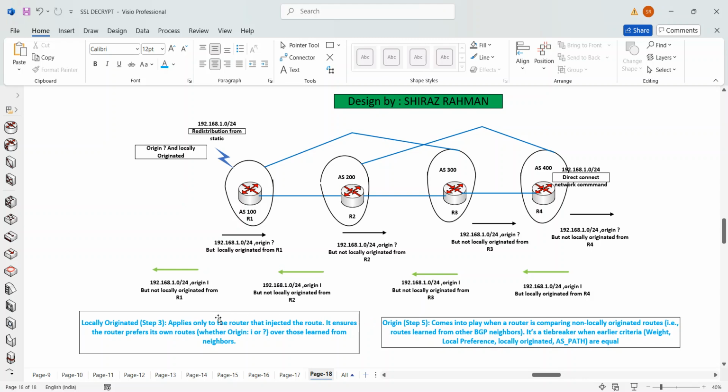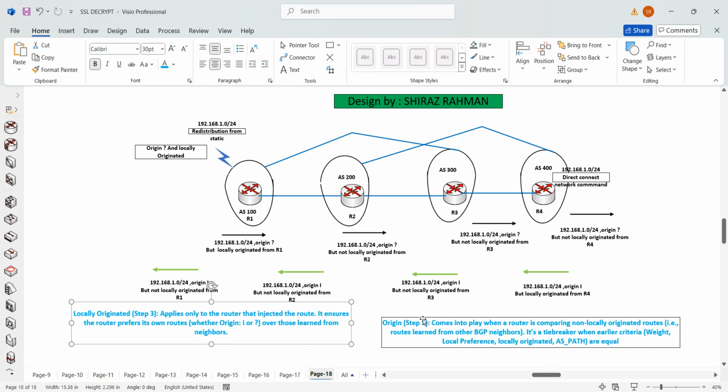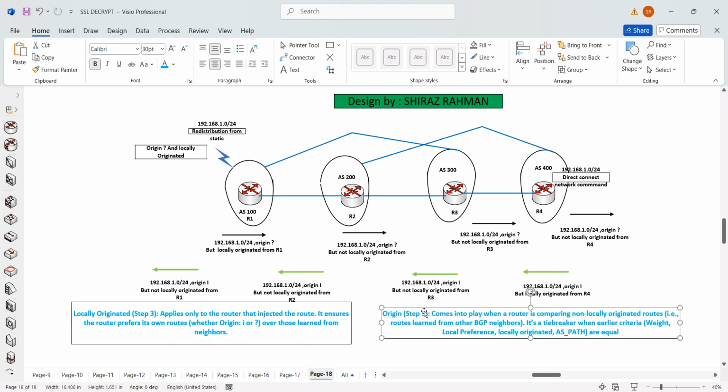I just want to discuss the difference between them because, as per my experience, a lot of people are confused over this. I'm trying to make things simpler, because in books, and sometimes with trainers, things get made complex instead of simple. So what exactly is locally originated, and what is origin? If we already have locally originated, then what is the point of an origin?